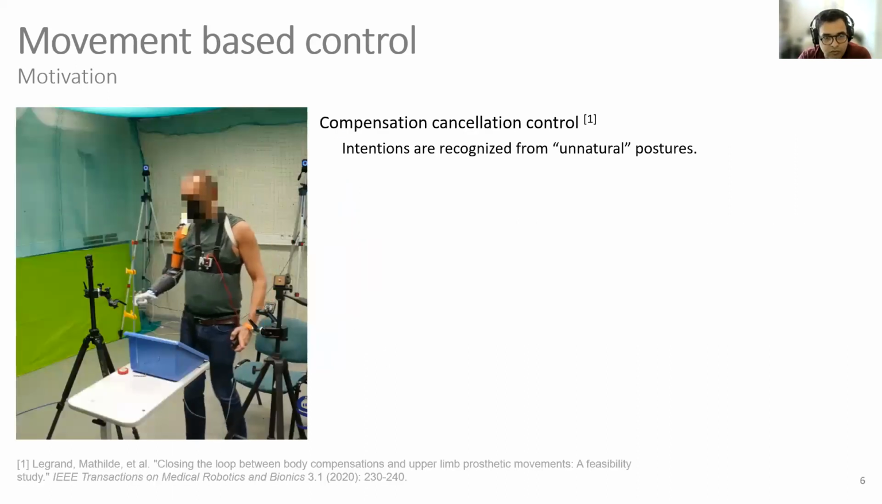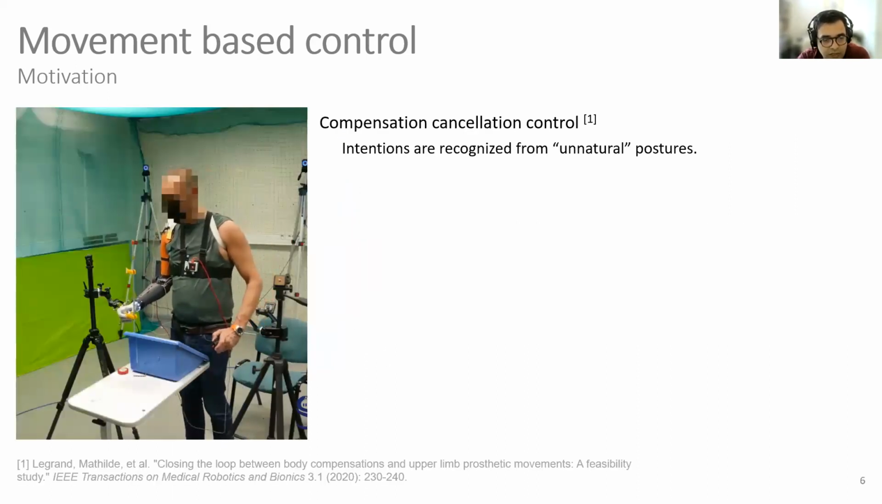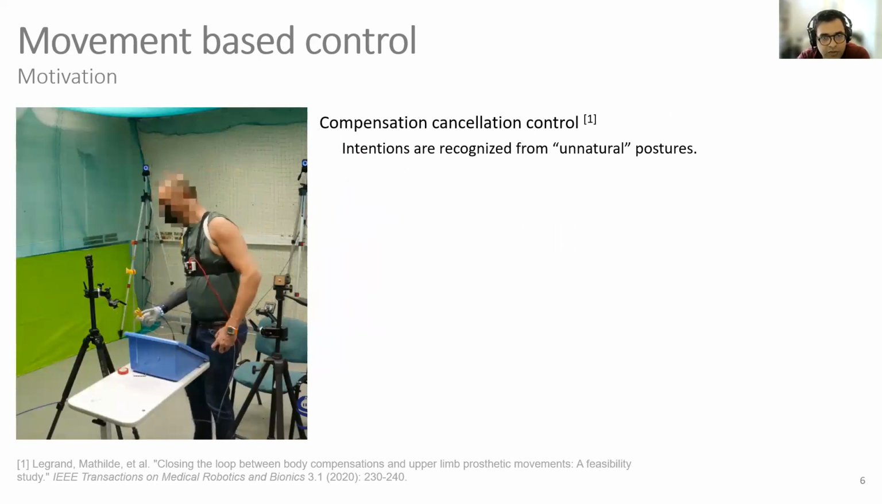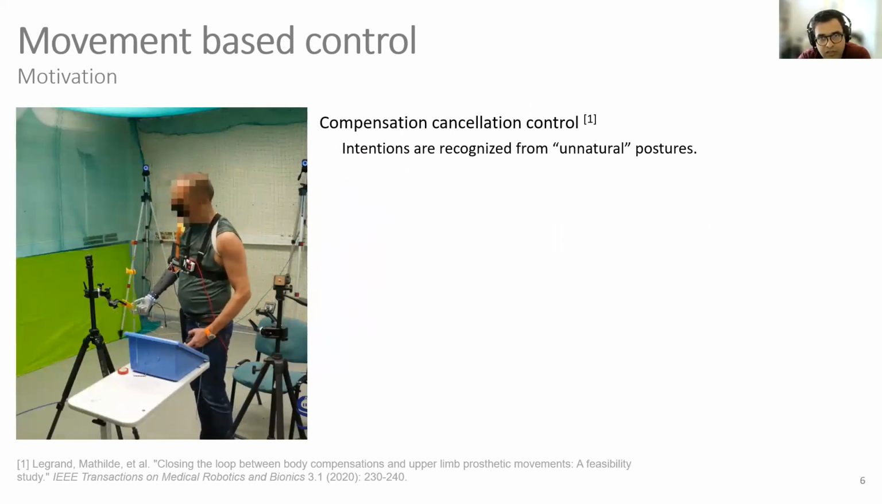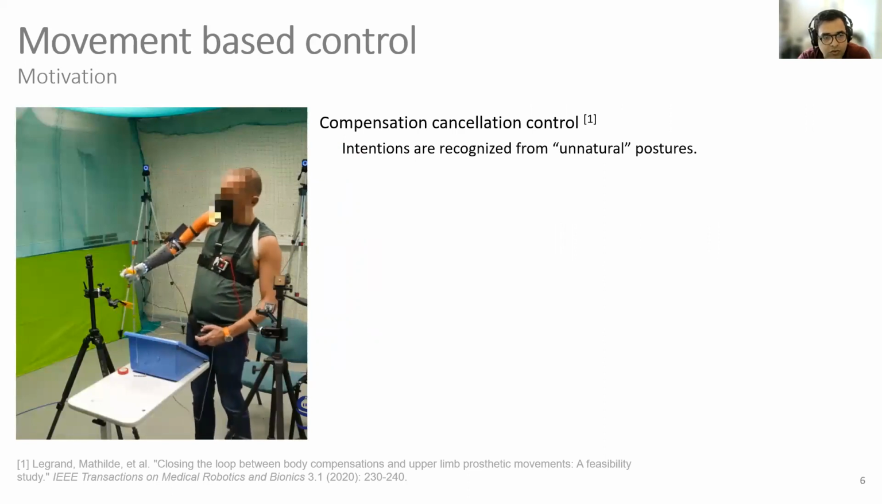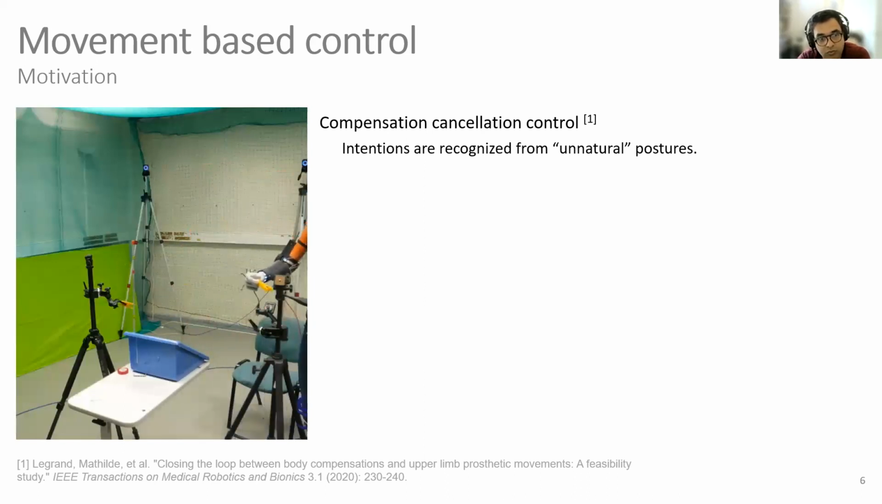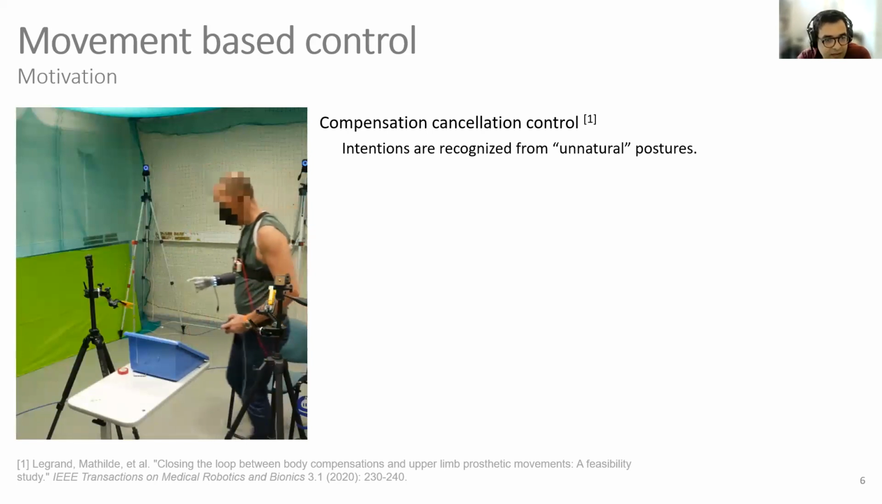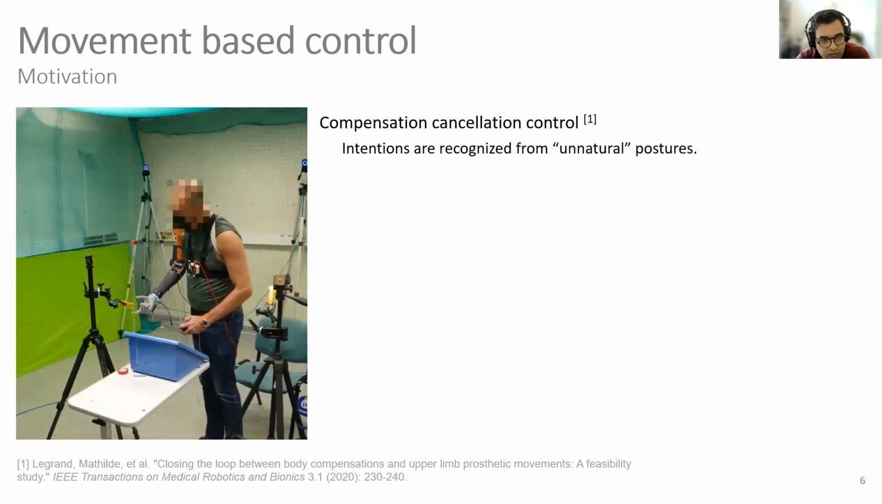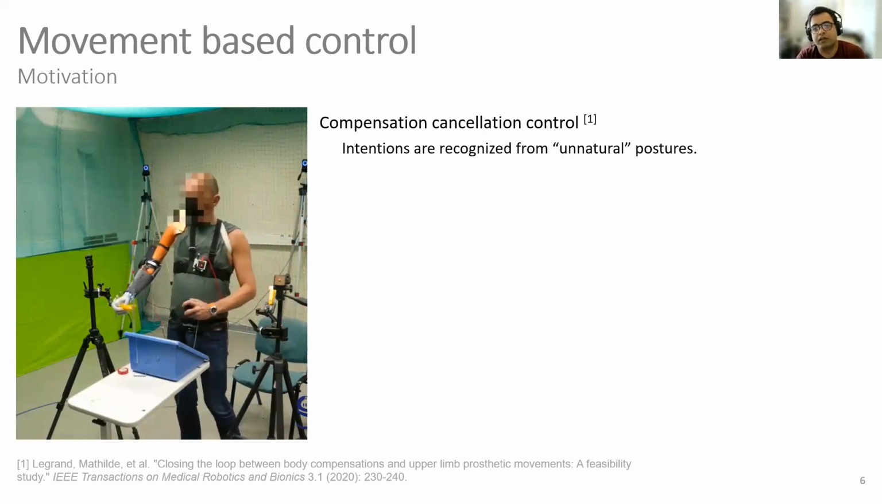This is a previous work from the lab, based on the concept of compensation cancellation control. Here the user is wearing IMUs that track the user's body. Whenever the user is trying to do a motion which is not comfortable and tries to bend, sorry, I cropped the video in a bad place, the control of the arm gets activated. So in a way, the intention recognition is based on unnatural posture.